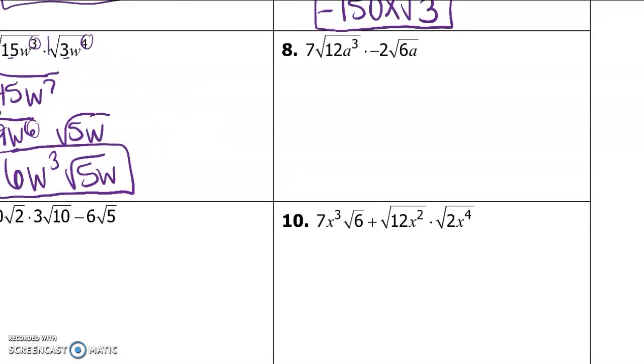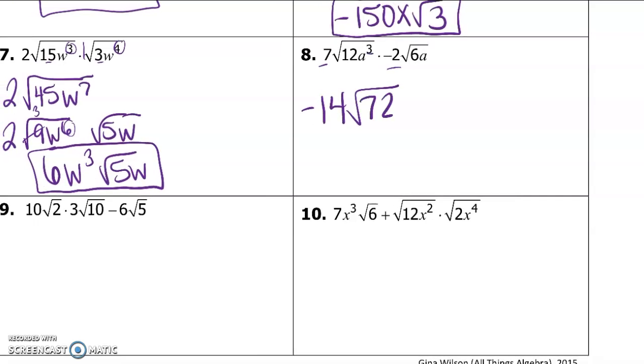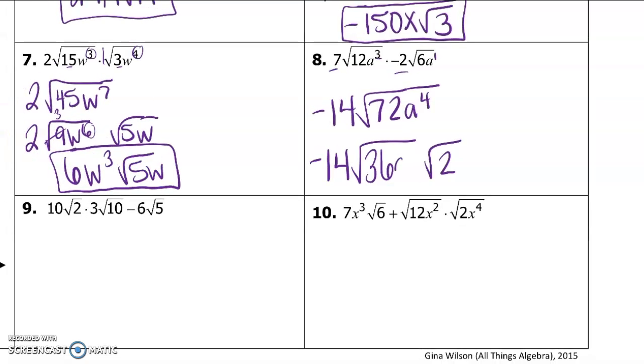Number 8 is very similar. 7 times negative 2 is negative 14. Square root of 12 times 6 gives us 72. 3 plus, remember there's a 1 there, to get a to the 4th. So negative 14. 36 is our biggest perfect square. 36 times 2. 4 is already an even exponent, so a to the 4th.